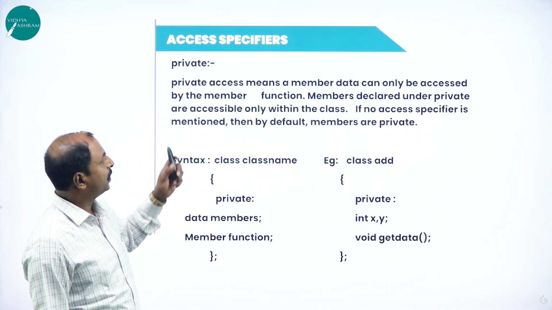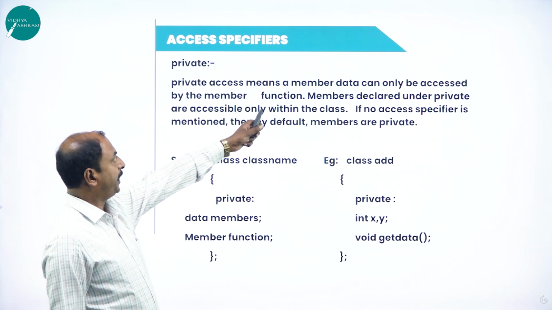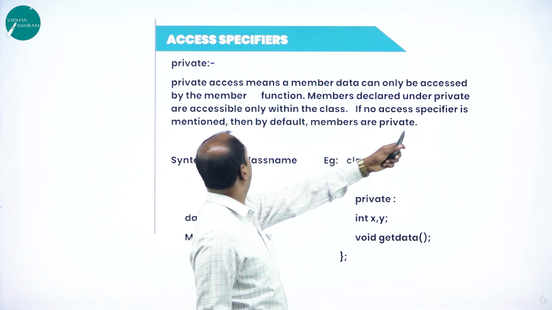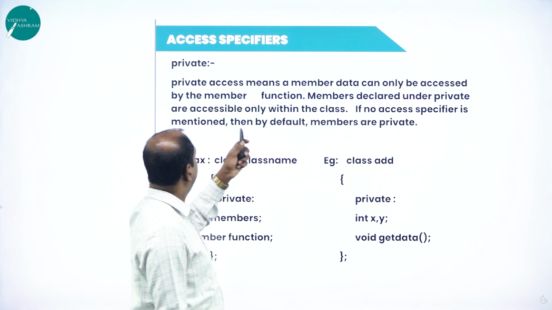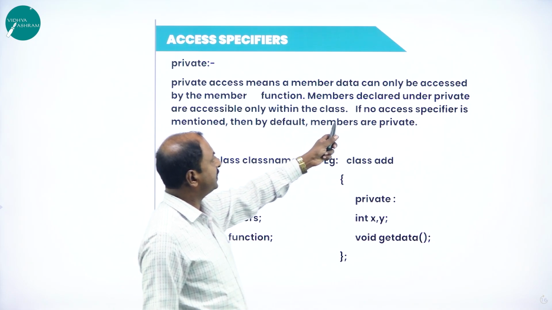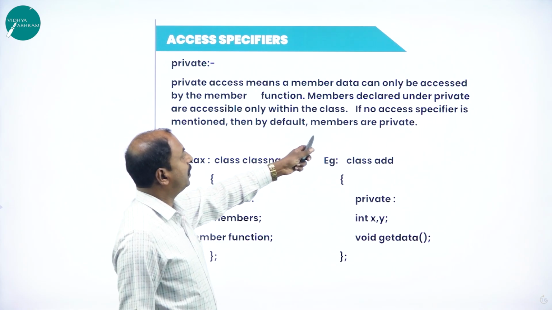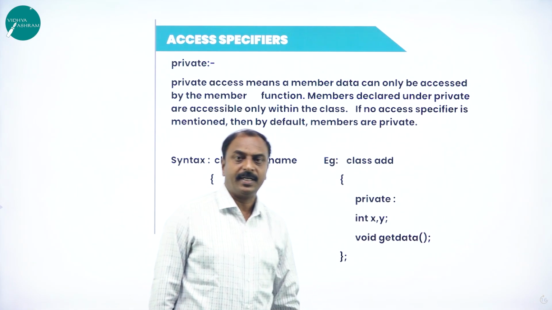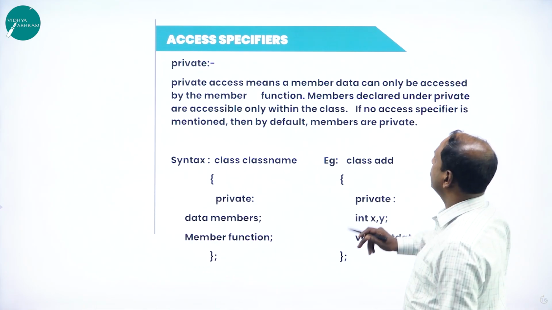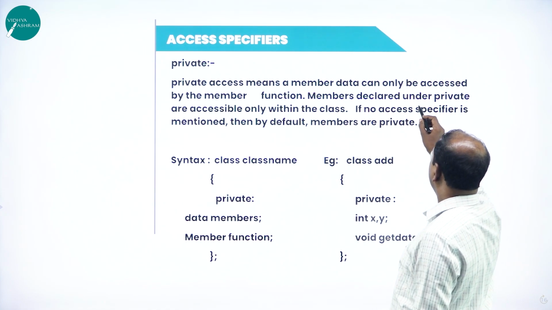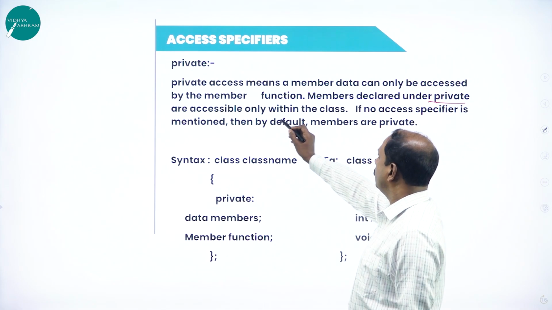Now let us see the definition of what is a private. The private access specifier means a member data can only be accessed by the member function. Members declared under private are accessible only within the class, and if no access specifier is mentioned, then by default member functions are private. So here the definition of access specifier, the private, is that the member functions which are declared under private access specifier are accessible only within the class.